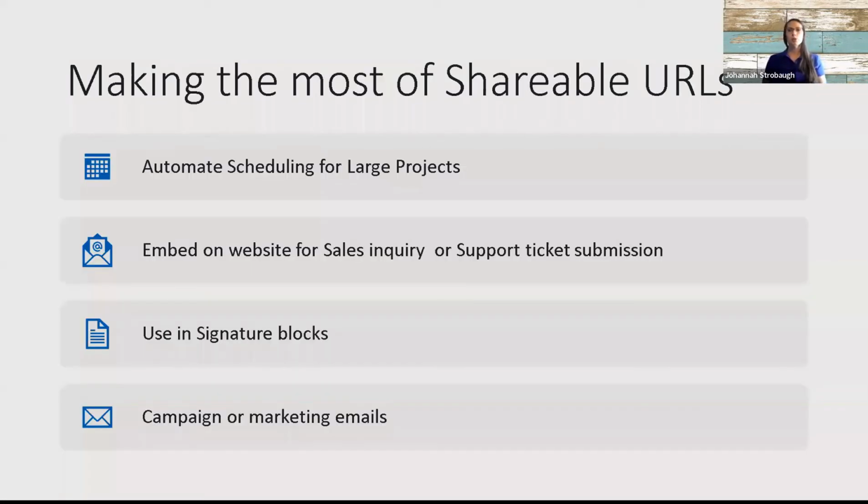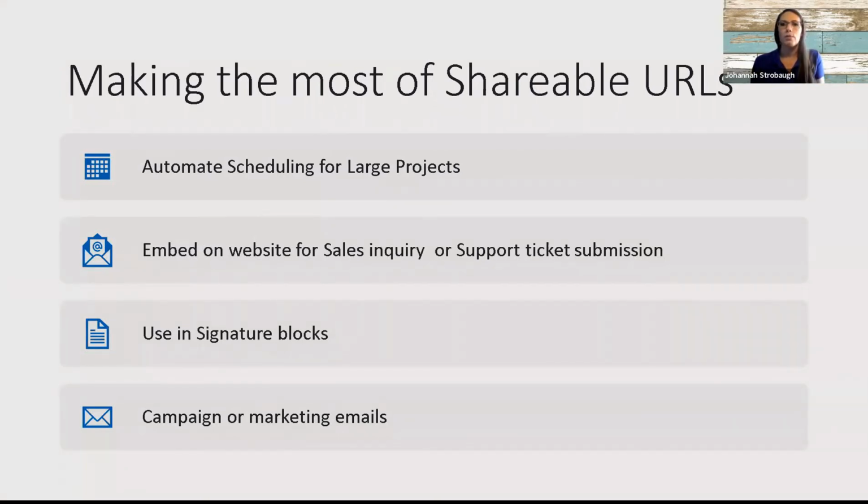So the next is shareable URLs. I think that generally people first think of sticking this in their signature block, but then they stop there. There's a lot more ways to leverage shareable URLs that's really powerful, and one of those is automating scheduling for large projects.